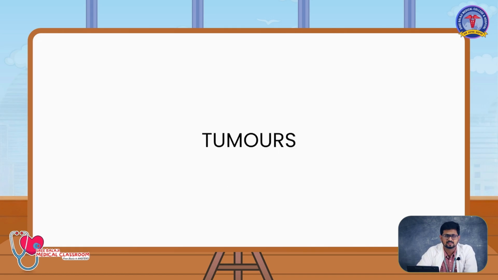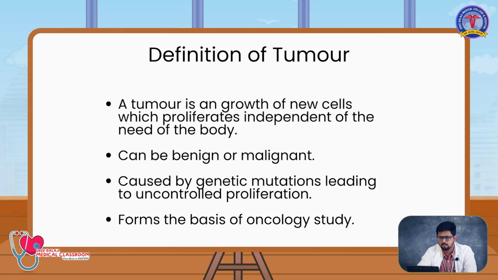Now we'll discuss the topic of tumors. The definition of a tumor is a growth of new cells which proliferates independently of the need of the body, and it can be malignant or benign. It is commonly caused by genetic mutations which lead to uncontrolled proliferation. This forms the basis of oncological studies.